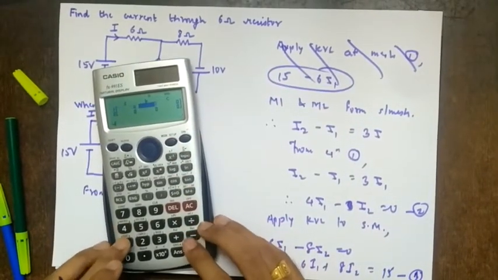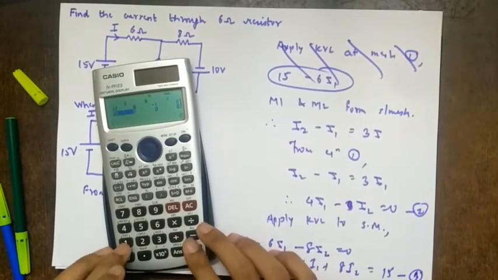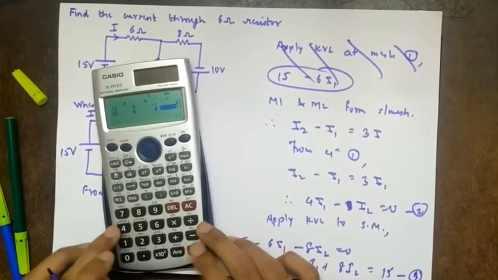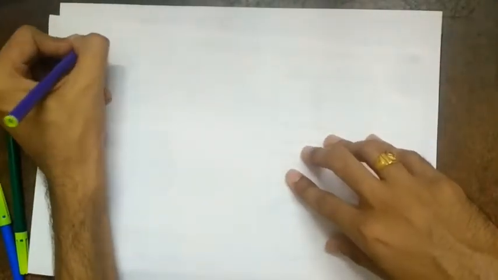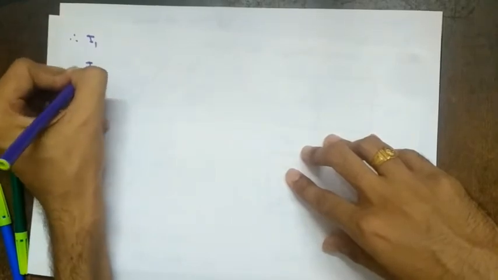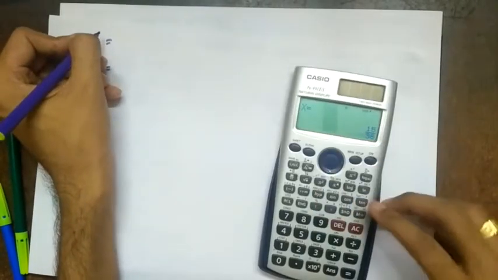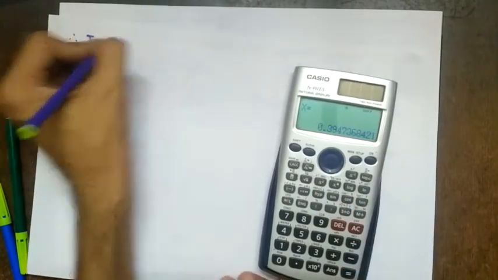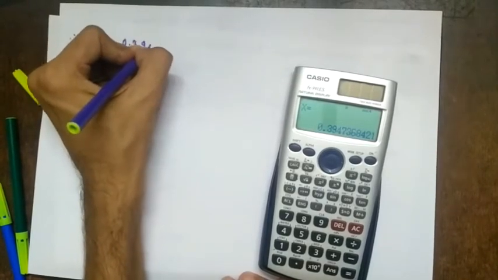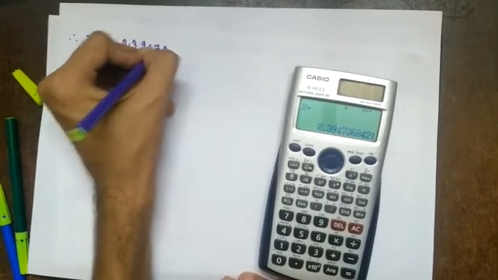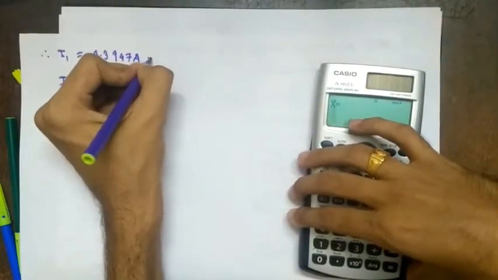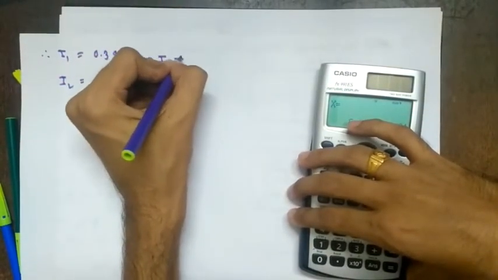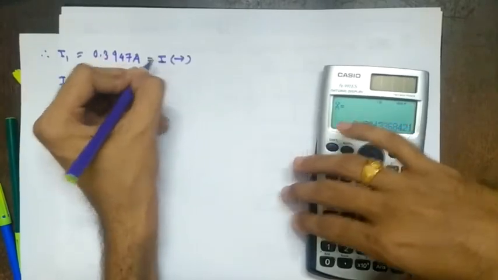So 4 minus 1, 0, 6, 8, 15. So what we get? Therefore I1 equal to I2 equal to 0.3947 amperes. Direction is clockwise, and this is nothing but I. We have seen it. So it is going towards right. This is what we require.